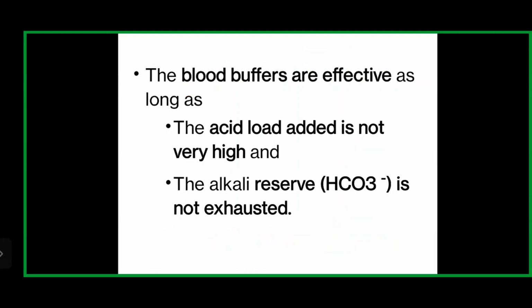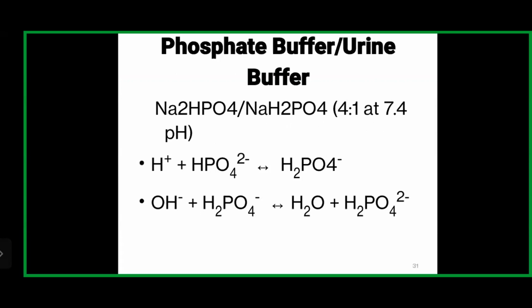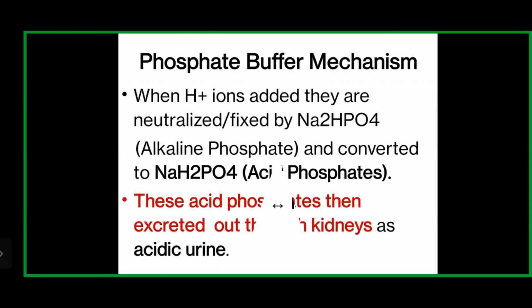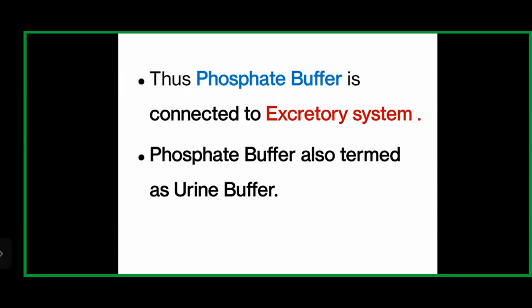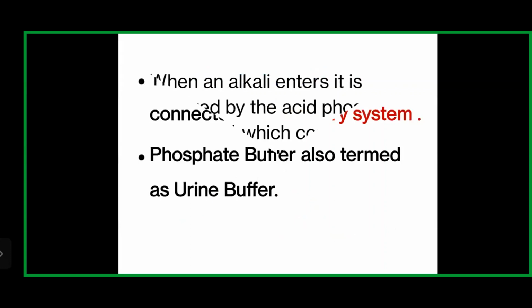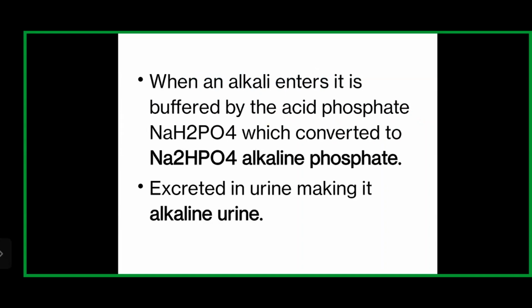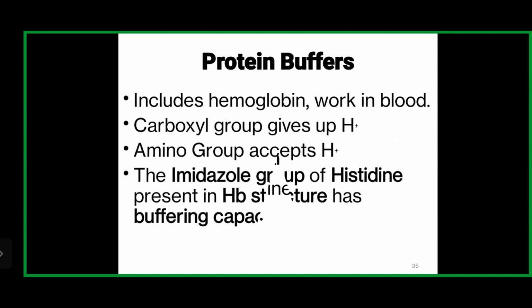Now, blood buffers are effective as long as the acid load is not very high and the alkali reserve is not exhausted. Now, coming to the phosphate buffer or the urine buffer, when H plus ions are added, they are neutralized or fixed by the alkaline phosphate and converted to acid phosphates. These acid phosphates are then excreted by the kidneys as acidic urine. Thus, phosphate buffer is connected to the excretory system. So, phosphate buffer is also termed the urinary buffer. When an alkali enters, it is buffered by the acid phosphate, which is converted to alkaline phosphate, excreted in urine, making the urine alkaline.